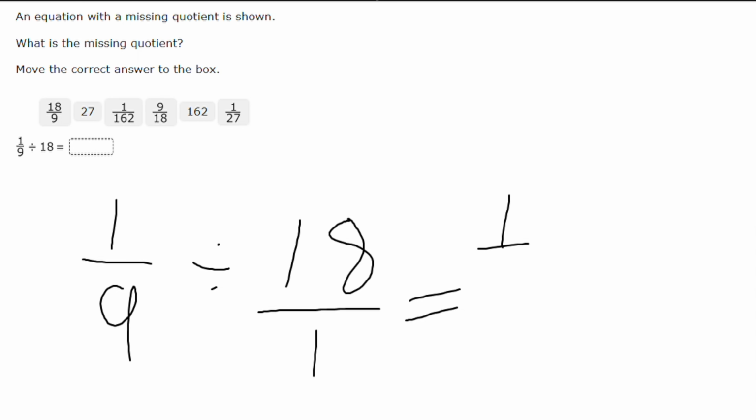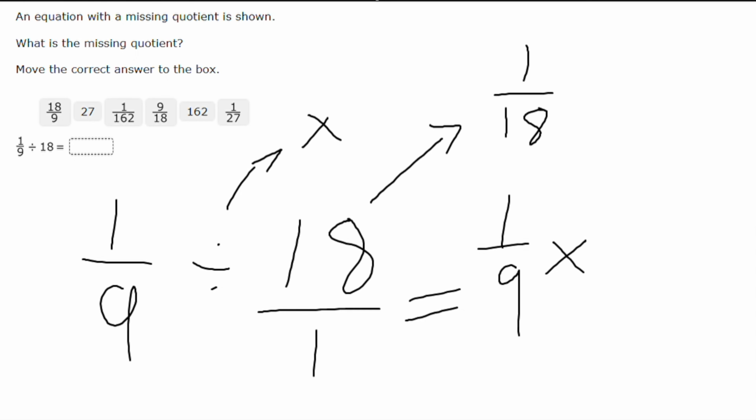We're going to bring our 1/9 over, so that stays the same, but everything else we're going to flip it. So we're going to flip this division sign into a multiplication sign. So it's going to be 1/9, and instead of divided by, it's going to be times. Then we're going to flip this 18 into a 1 over 18. So here is how we solve this problem. Now we have 1 over 9 times 1 over 18.